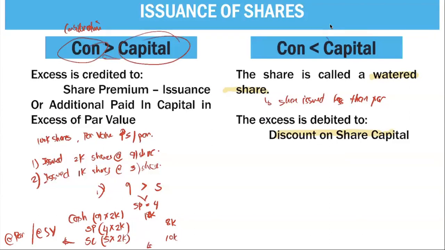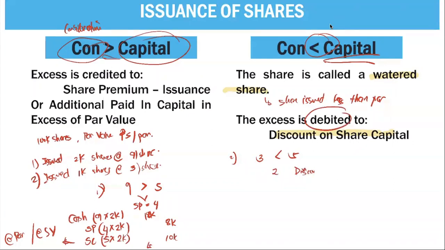But if the consideration is less than the capital, we place it on your discount on share capital. So in example number 2, our consideration is 3 pesos. Our par value is 5. So consideration is less than par. We have a difference of 2. We place this one and debit it to discount on share capital.